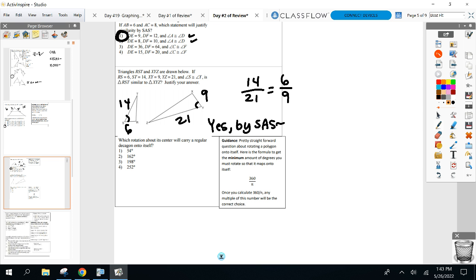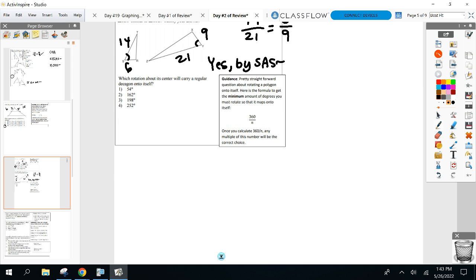And then we always have one of these problems seem to come up. How many degrees will it take to carry it onto itself? First of all, I didn't go easy here on you. Decagon. 10 sides.